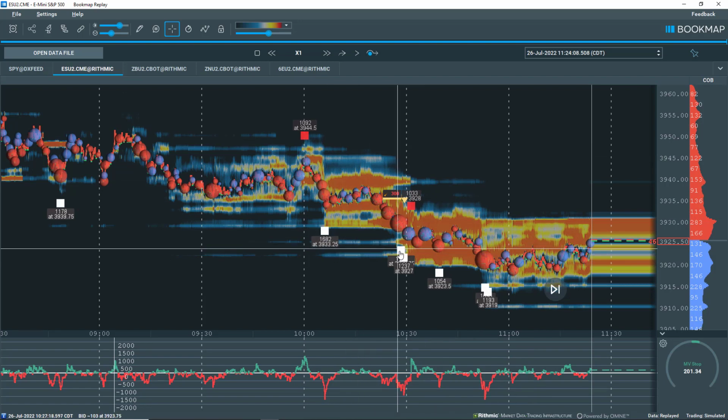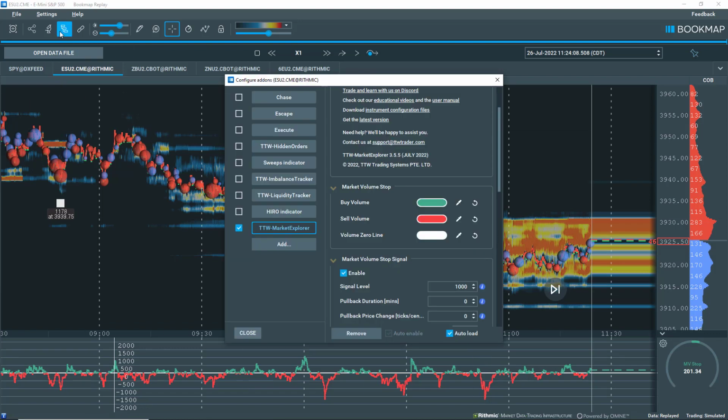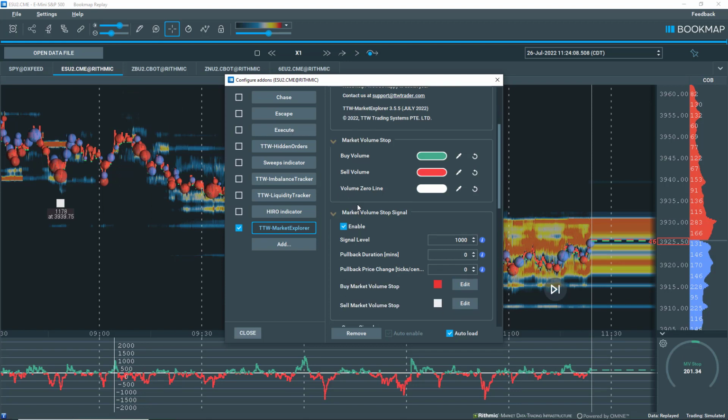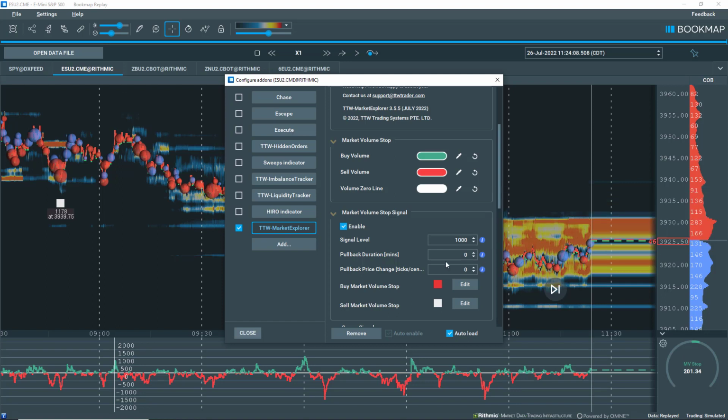But what about all these white squares, okay? All right, so that's the new feature that they've come out with here, and it just cleans up the chart a little bit, okay? Cleans it up. So pullback duration in minutes. This hides consecutive signals if they occurred within less than the pullback duration minutes and if price moved less than the pullback change in ticks, which is here.